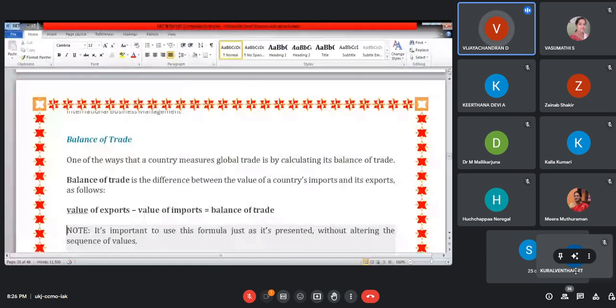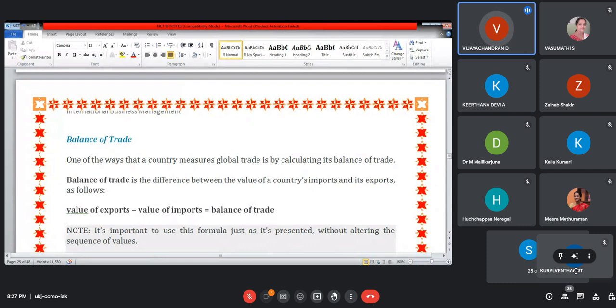Yes, I'm continuing with the balance of trade. So, what is the balance of trade? How much trade is done by one country with the rest of the world? It is one of the ways that a country measures global trade. How much quantum of international trade is made by one country? It is the difference between the values of imports and exports. For very easy understanding, it is only the difference between exports and imports.